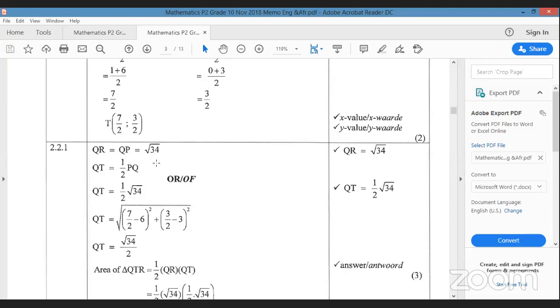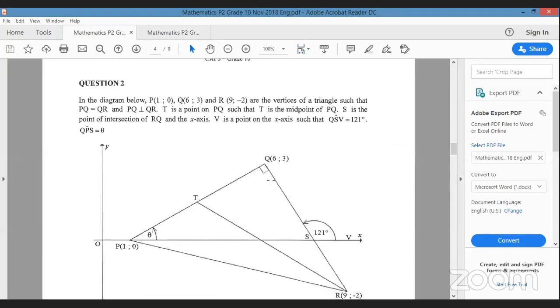Therefore, you must do what? You must do the area of triangle QTR. Let's look at the area of the QTR. So it's QTR, right? So we're looking for the area of this triangle, not the whole entire triangle, not the QPR, but the QTR.